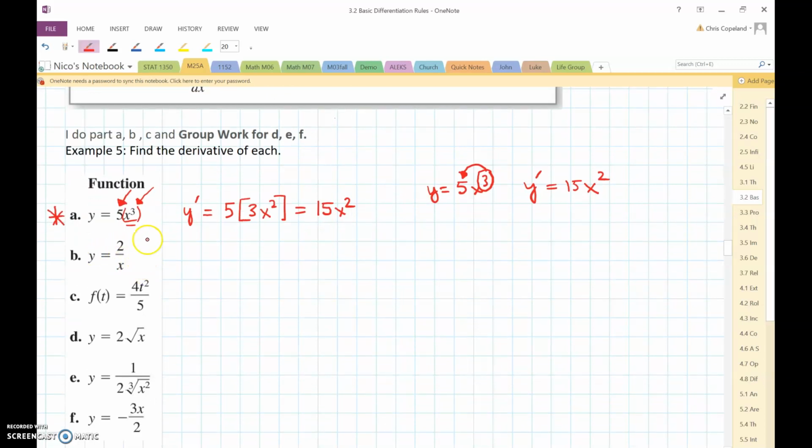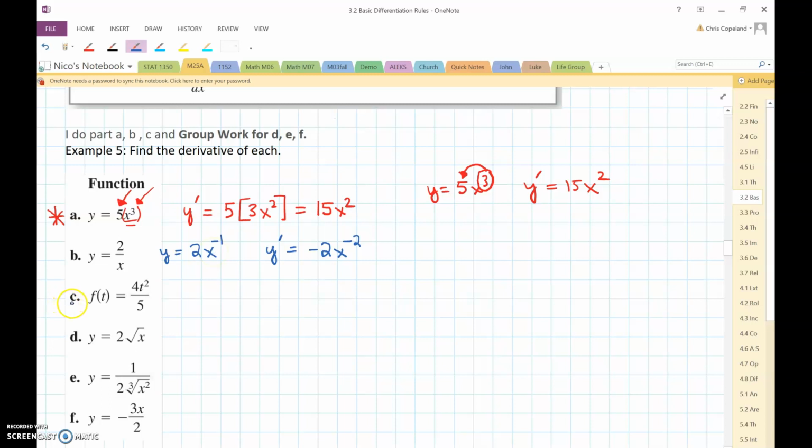Part B, a lot of times, the trick for these problems is to rewrite the problem. So I'm going to rewrite this problem as y equals 2 times x to the -1st. That's the same thing. Now I'm going to take the derivative. I'm going to take negative 1, multiply it by the 2, which would give me negative 2. And then it would be x to the negative second, because you're going to subtract 1 from that negative 1. That's the power rule.